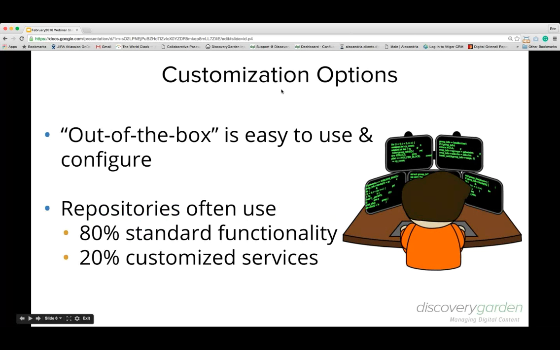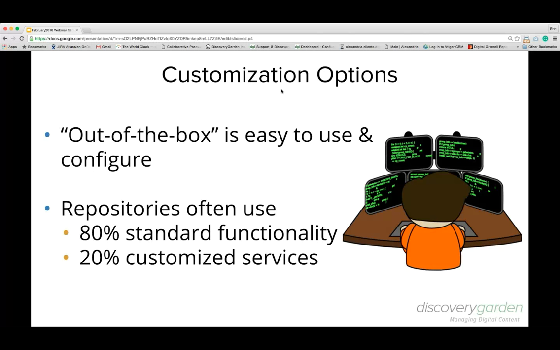Now, customization is quite common in the Islandora framework, although not necessary. There are a lot of organizations out there that use Islandora out of the box, and that means without customization. But we would say that the most common use case is that people use about 80% standard functionality, and they customize about 20%. Now, the most common things that folks customize would be XML metadata entry forms.